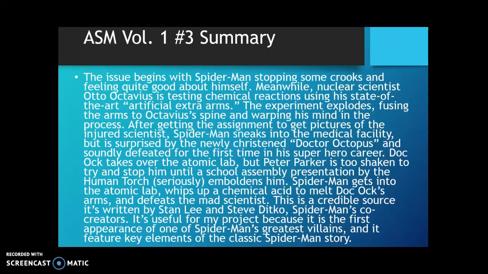Let's continue on. So let's say I'm doing an annotated bibliography. Well, here's an annotation of Amazing Spider-Man Volume 1, issue number 3. Features Spider-Man's first defeat at the hands of a villain. Up until this point, he'd been doing great, but Dr. Octopus hands him his first kind of defeat.